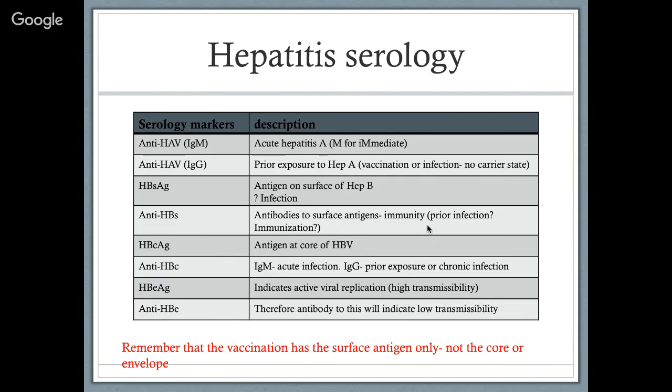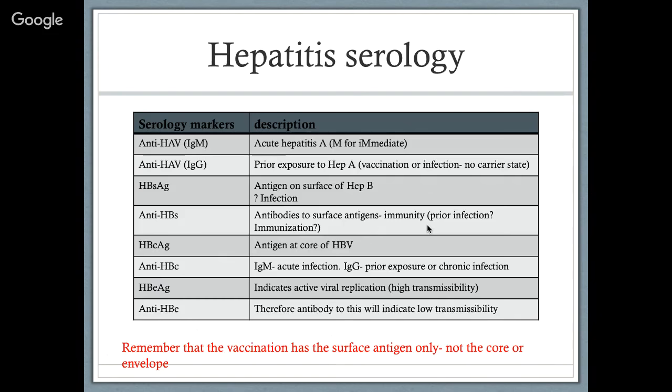So the key thing to know, the really important thing to wrap your head around, is that when you give somebody a vaccine, you're giving them the surface antigen only. You're not giving them the core antigen. You're not giving them the envelope antigen. You're just giving them the surface antigen. So if they're core antigen positive or envelope antigen positive, it's not from a vaccine. And they'll develop antibodies, obviously, to the surface antigen, not to the other ones.